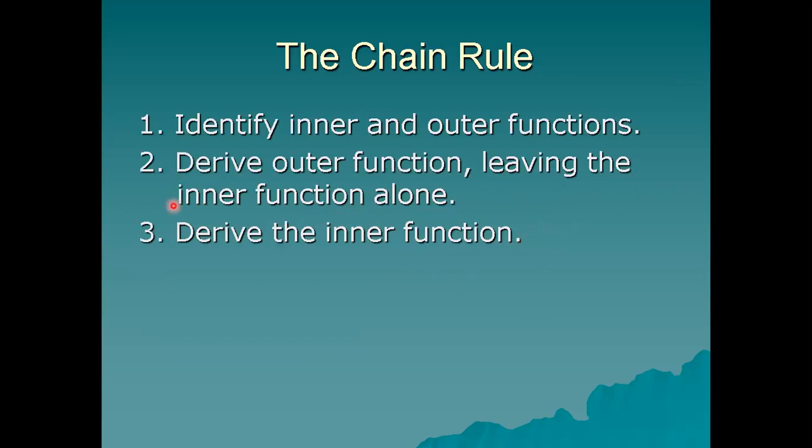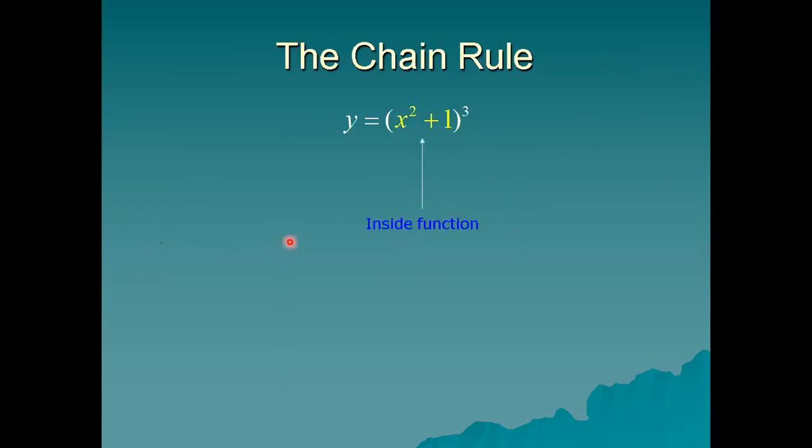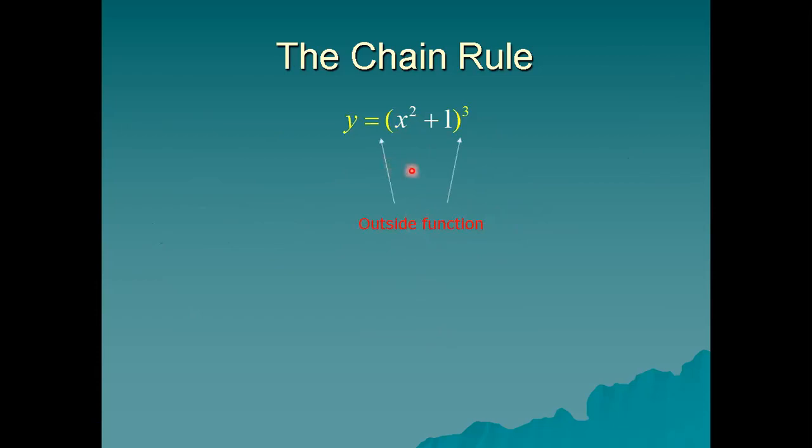These are the steps. First, identify the inner and outer functions. Second, derive the outer function, leaving the inner function alone. And third, derive the inner function before we multiply them. Let's start with example A. Take note that x squared plus 1 is our inside function. If the inside function contains something other than plain old x, you must use the chain rule to find the derivative. And this one is our outside function.